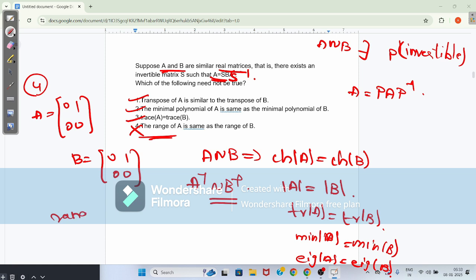This is the range of A. Range of A is 0 to 1, and what is the range of B? It is 1, 0. So both the ranges are not equal, so these are not the same here.